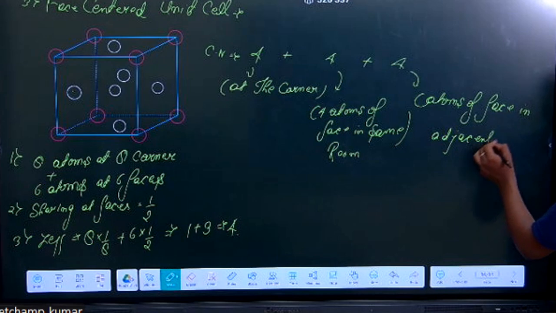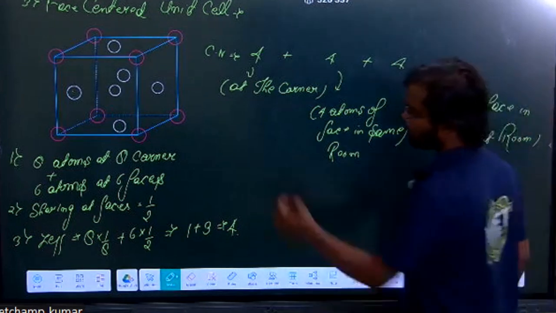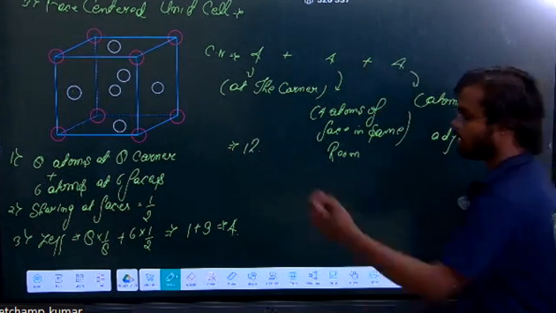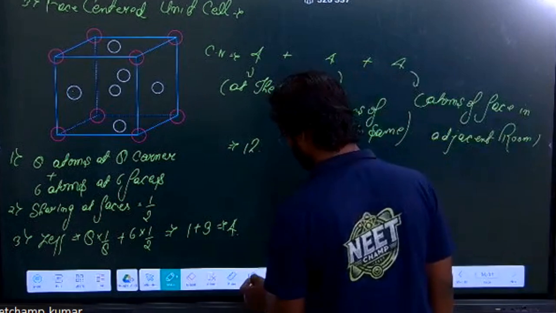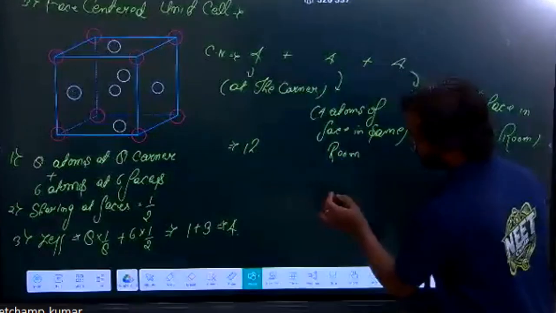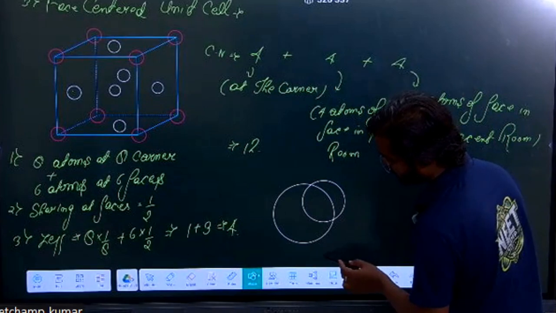In adjacent room. So total coordination number will be 12. Clear? And similarly, if I ask you the relation for a and r, you can see that this is my one atom and this is my another atom, right?